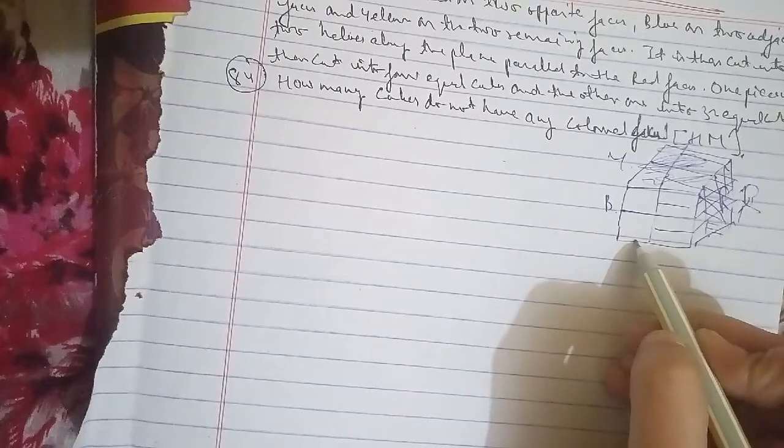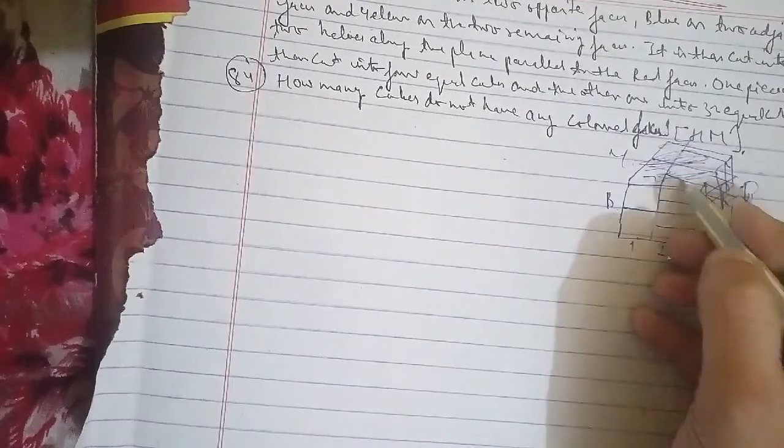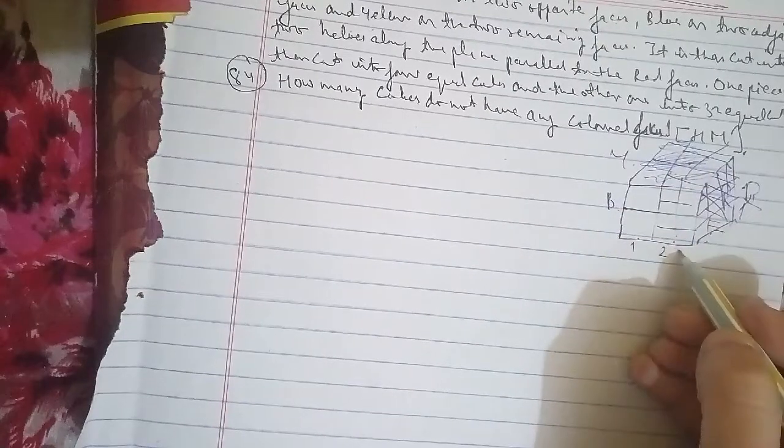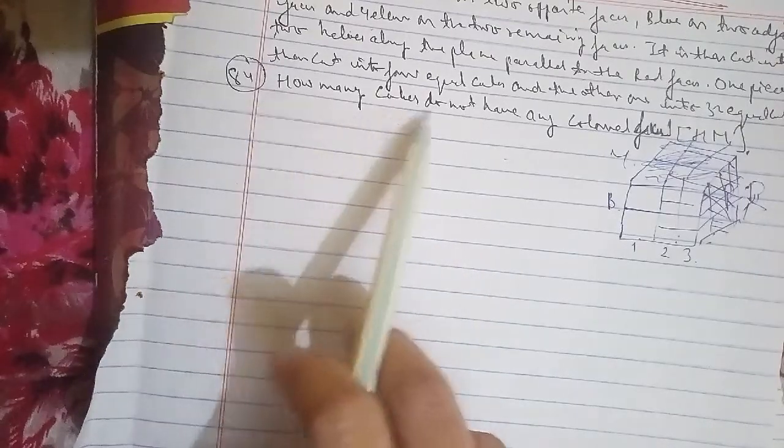On the basis of this, the question asked is how many cubes do not have any colored faces? The 4 central cubes in layer 2 do not have any colored faces. So the answer is 4. That will be the right answer for this question.